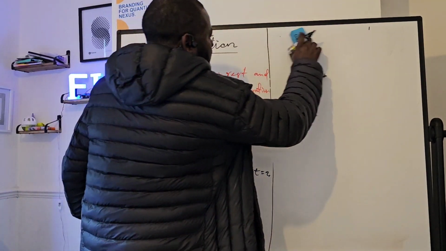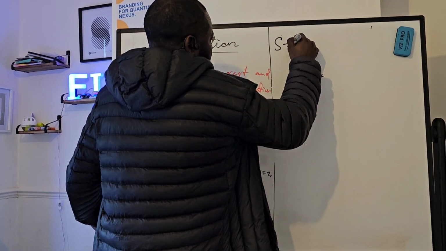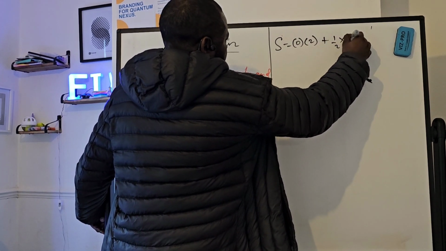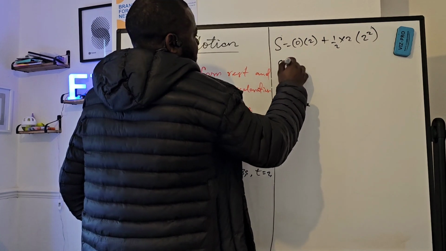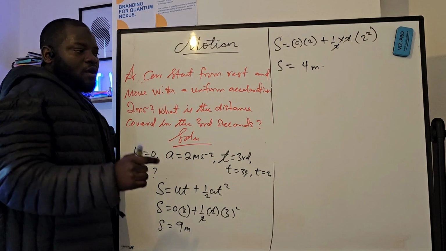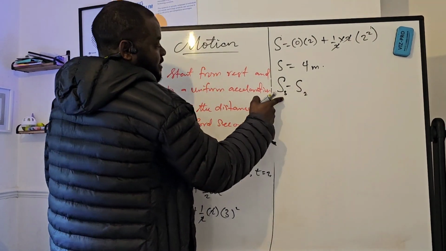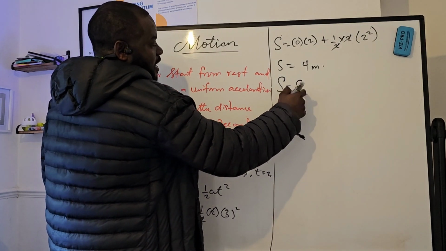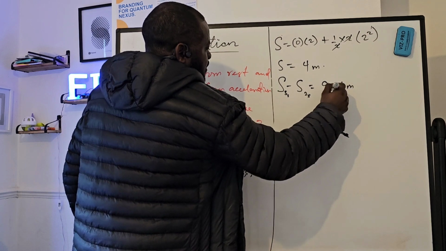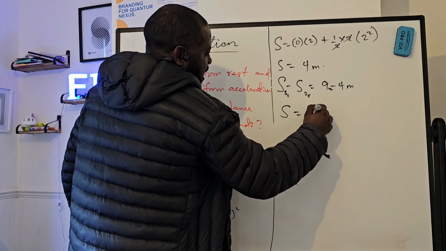So what happened at 2 seconds? We calculate for that. S equals 0 times 2 plus 1 over 2 times 2 times 2 squared, so S equals 4. So the distance covered in the 3rd second will now be S3 minus S2, that is the distance at 3 seconds minus the distance at 2 seconds. That will now be 9 minus 4, and that will give us the distance in the 3rd second to be 5 meters.